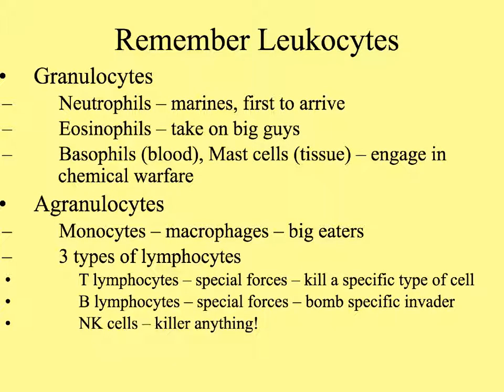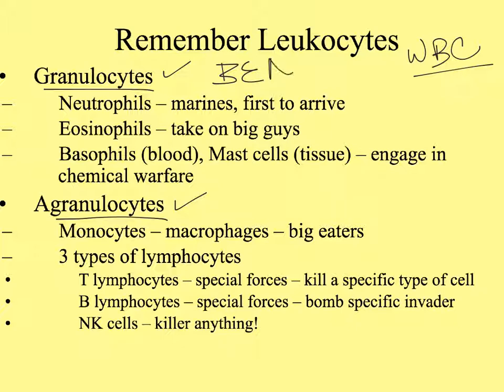Okay, now we are going to respond to them with white blood cells. So remember white blood cells. So remember leukocytes. Remember they're broken down into two kinds, agranulocytes and granulocytes. So you're familiar with those. Under the granulocytes, remember we have Ben. So we have basophils, eosinophils, and neutrophils.